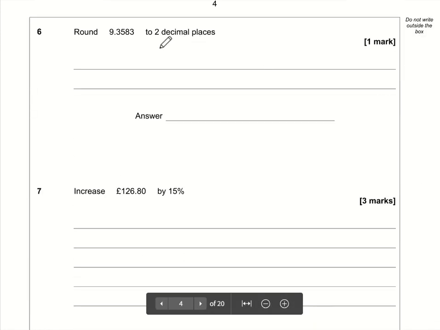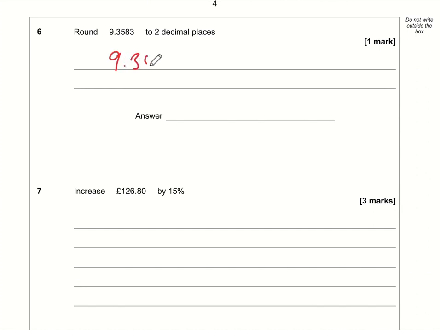Round this number here to 2 decimal places, so it's 9.3583. So if we're rounding to 2 decimal places, we're interested in the value of the third decimal place. Fourth decimal place is completely irrelevant. Now if this number is 5 or more, then the column to the left is going to move up by 1. Well, 8 is greater than 5, so this 5 here will move up 1 to 6, so 9.36.